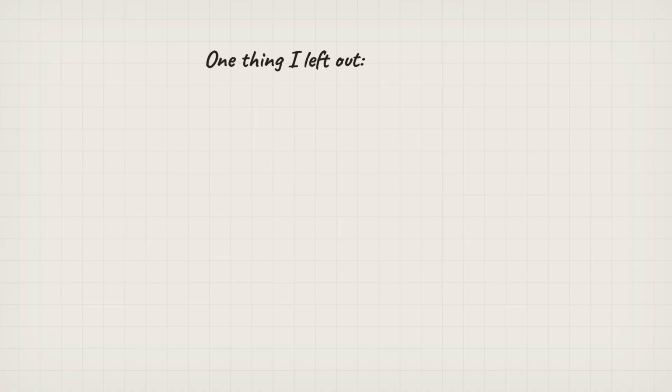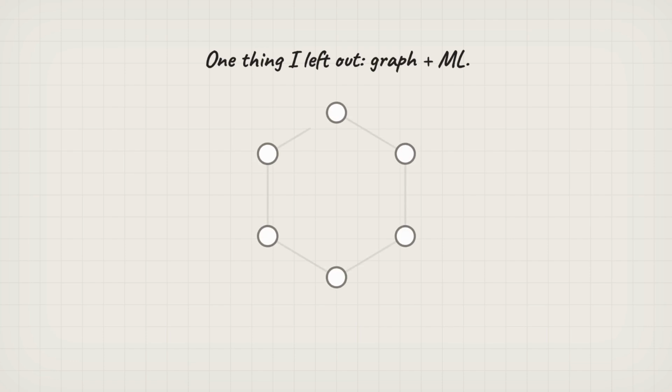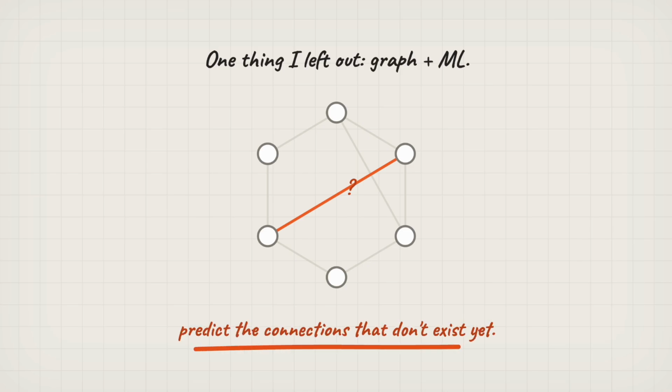And one thing I intentionally left out, there is a whole machine learning side to this, where graphs get fed into neural networks to predict connections that don't exist yet, like guessing who you will be friends with next. That's a real graph engineering too, but it's a big topic on its own.